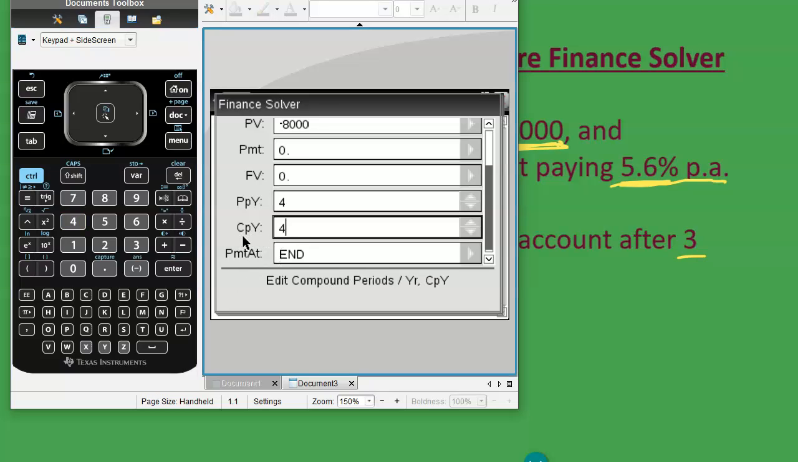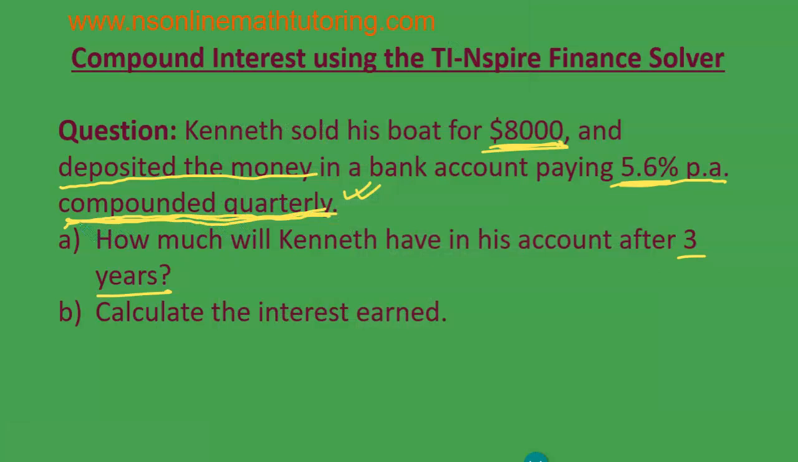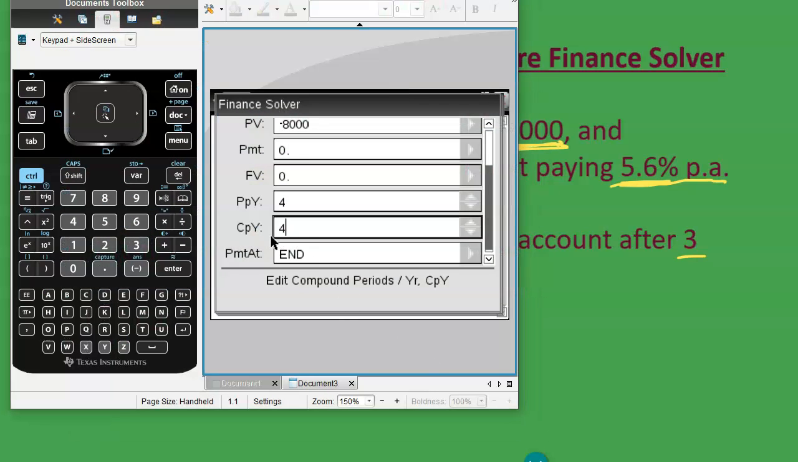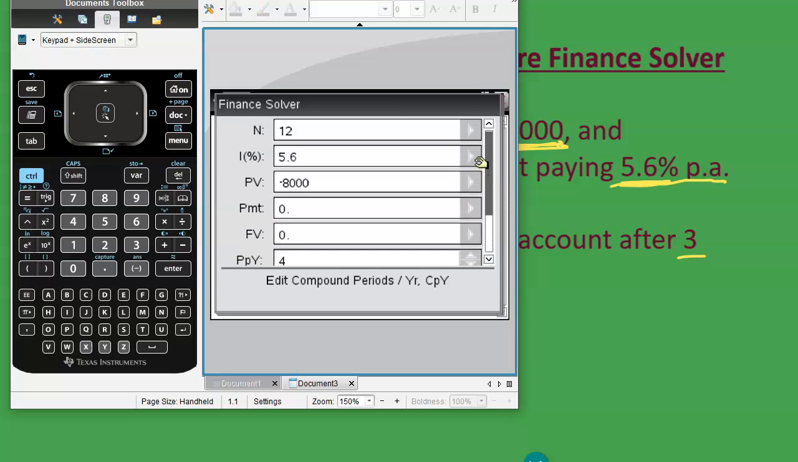And this is also compounded period per year. So there are 4 periods per year, compounded quarterly. And since you are having 4 quarters in a year, this CPY is equal to 4 and payments per period is also 4 in 1 year. And the N is 12 because you are having 3 years, so 12 quarters in 3 years.